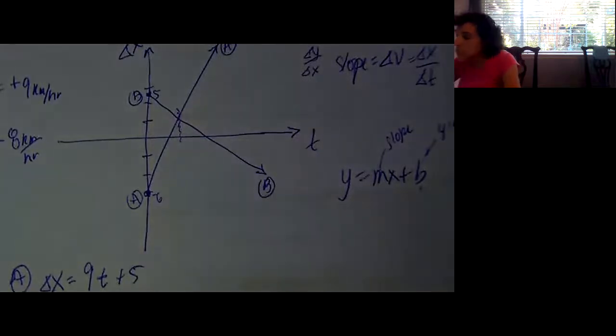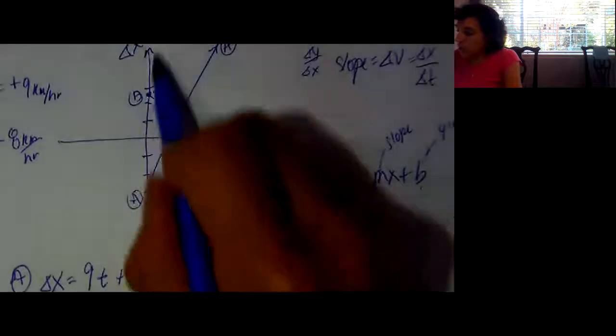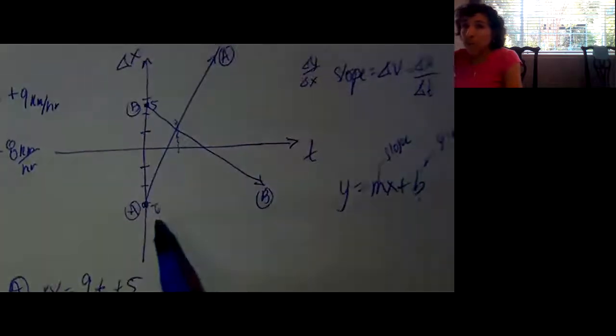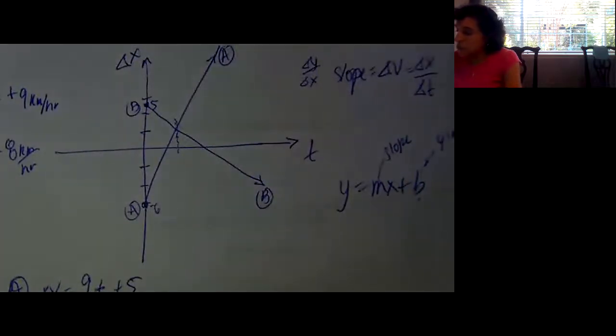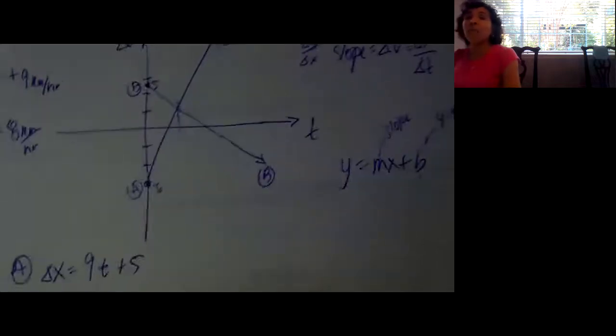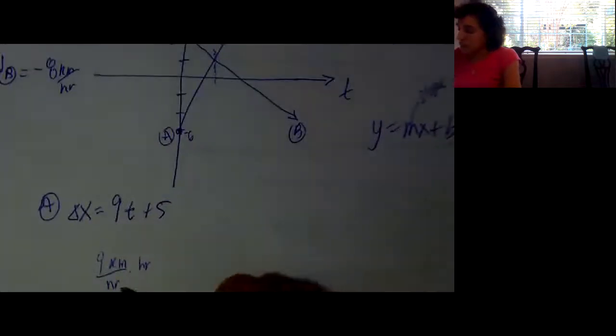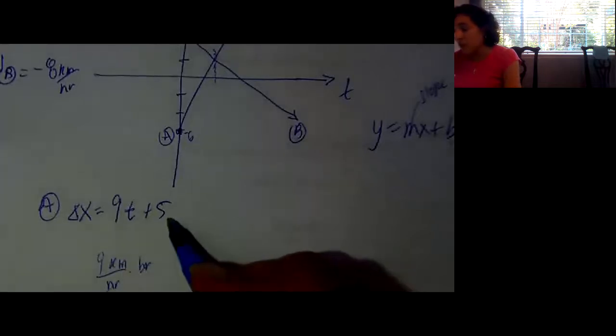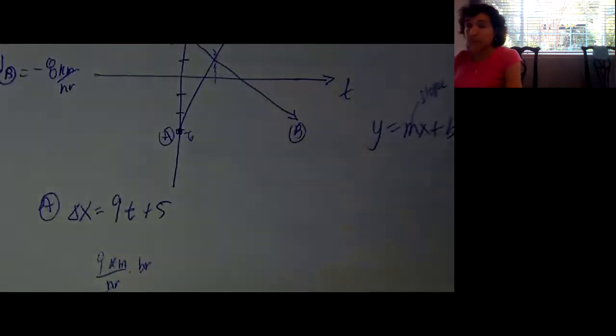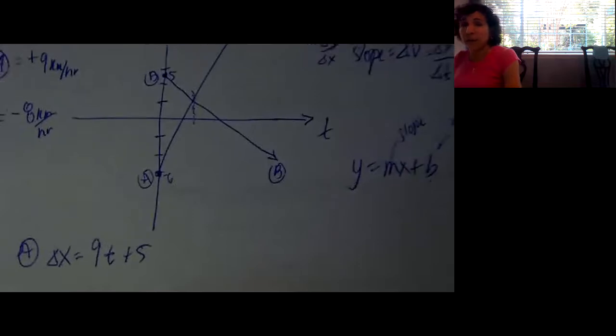Okay, so again, do we know how to do y equals mx plus b? Y is just whatever you're calling your y-axis, which here is delta x. M is your slope. They told us that this guy here is 9 kilometers per hour. Notice that if I put 9 kilometers per hour times time in hours, my hours cancel out, cool, and I end up with kilometers plus 5 where they started, and that'll give me my displacement. So that's how your units came out. Okay, that's cool. That's the first guy.